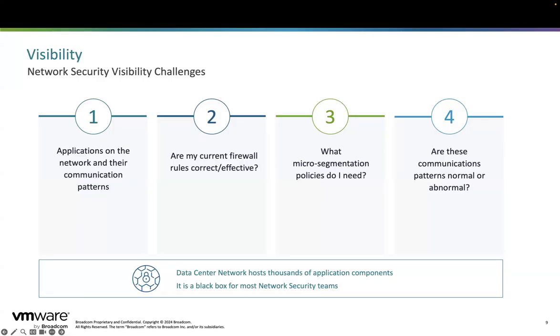Understanding if your current firewall rules are correct or effective, especially using a traditional model with thousands and thousands of firewall rules, is hard. Things become inefficient, with firewall rules or policies built for things that no longer exist in the network, and managing those kinds of things at scale is very complicated. What micro-segmentation policies do I need? And this really relates to number one, right? Understanding your flows. How do I know what policies I need if I don't understand flows? And then finally, if I'm capturing information about my network, how do I know that these communication patterns are normal? What's normal? What's abnormal?